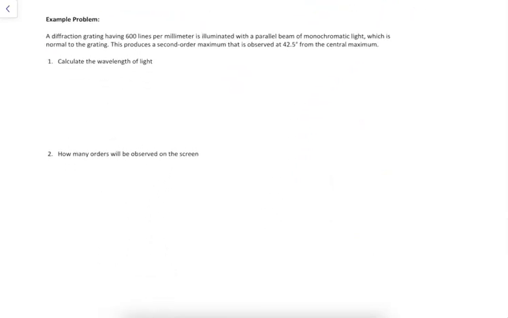Now, I've just got an example problem to finalize today, where we have a diffraction grating having 600 lines per millimeter. It is illuminated with a parallel beam of monochromatic light, which is normal to the grating. This produces a second order maximum, so we already have a second order maximum, 600 lines per millimeter. That is observed at 42.5 degrees from the central maximum. Calculate the wavelength of light and how many orders can be observed on this screen in particular.